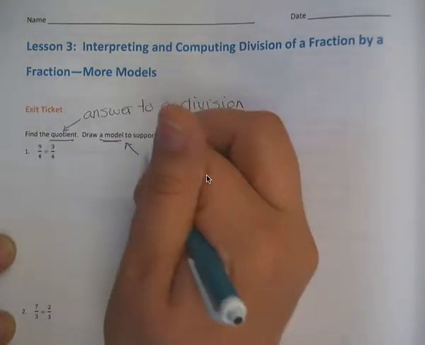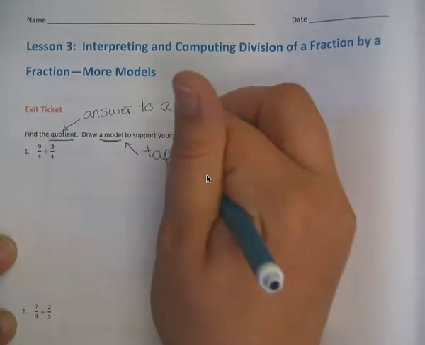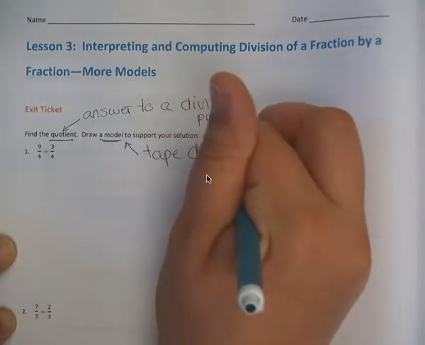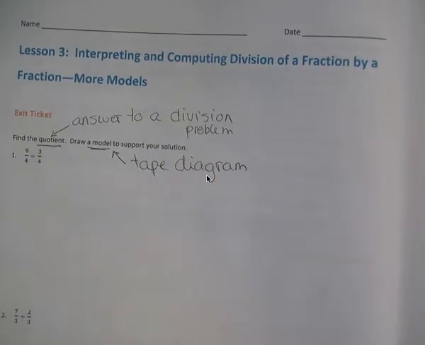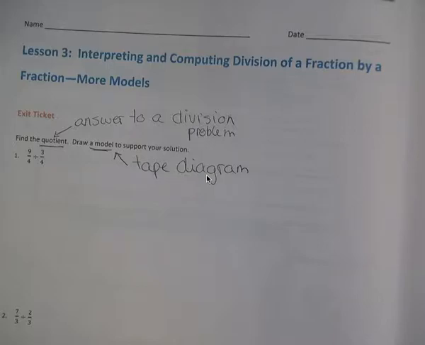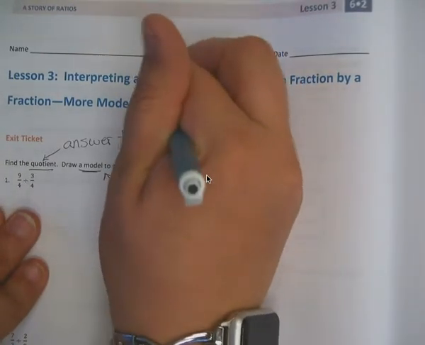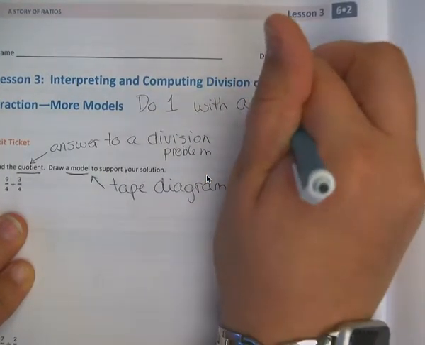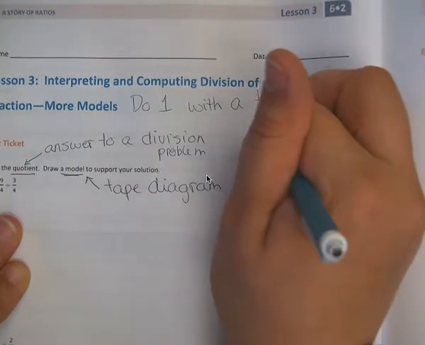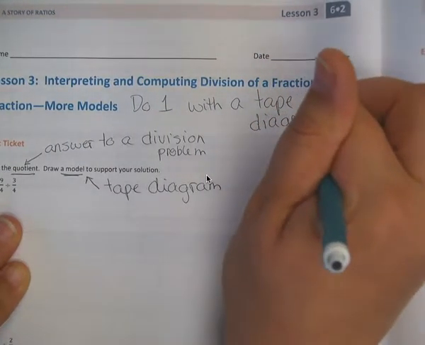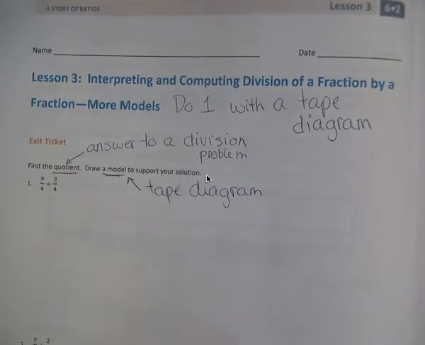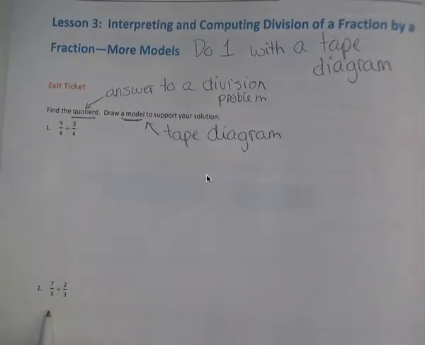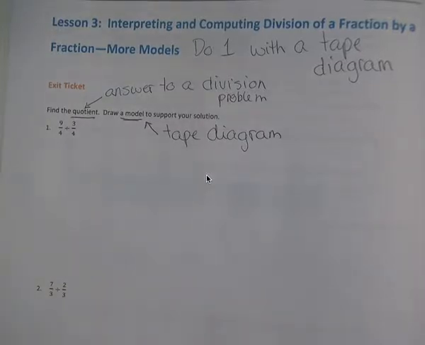A model is your tape diagram. So then you need to draw a tape diagram. I'm going to tell you, pick one to do with a tape diagram. You don't have to do them both with a tape diagram. I'll write it at the top. Do one with a tape diagram. The other one you can do with just the numbers if you want, but you need to do one with a tape diagram to show me you can do it. The second one has the same rules, just different numbers. Don't forget that if your numerator and denominator are diagonal from each other, they can cancel out and become ones.